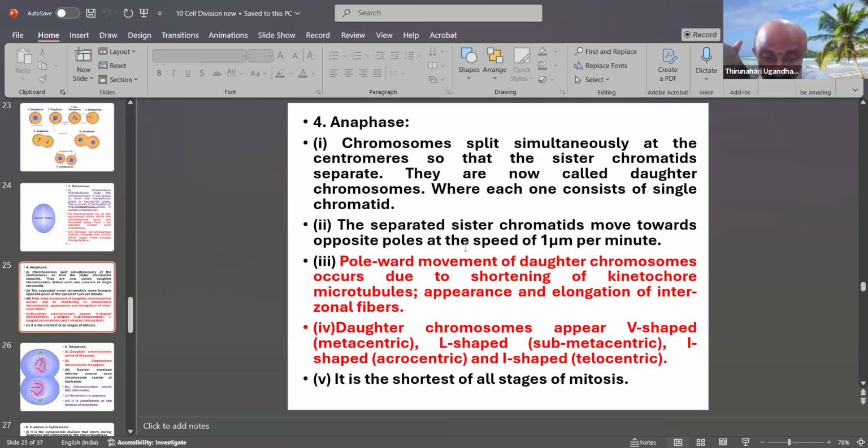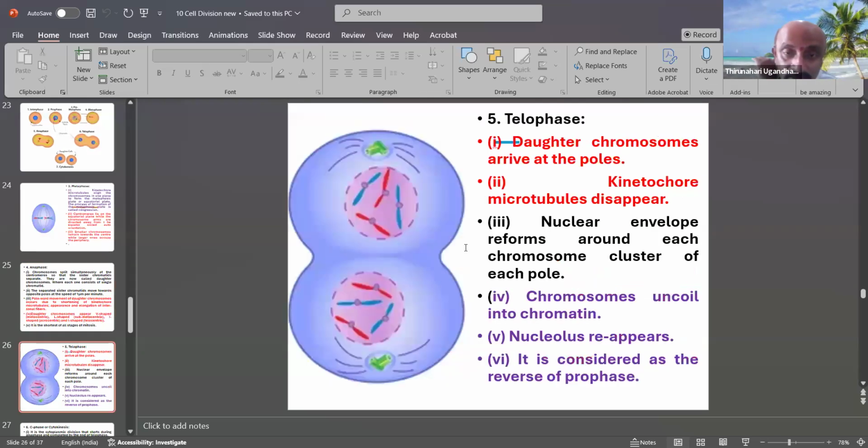So, metacentric or L shape, submetacentric or S shape, acrocentric, and one rod-shaped telocentric. It is the shortest of all the stages of mitosis. Then also called the fifth one, telophase.